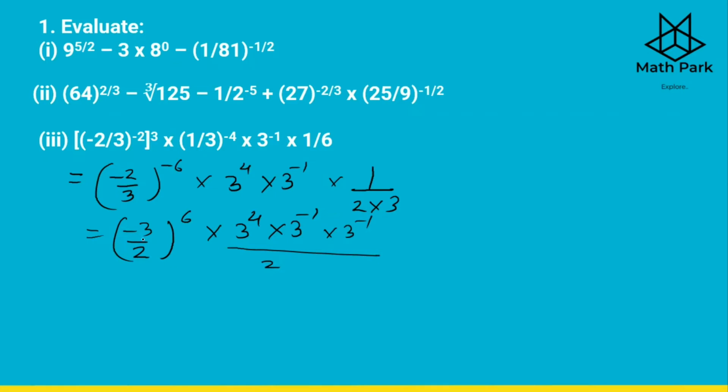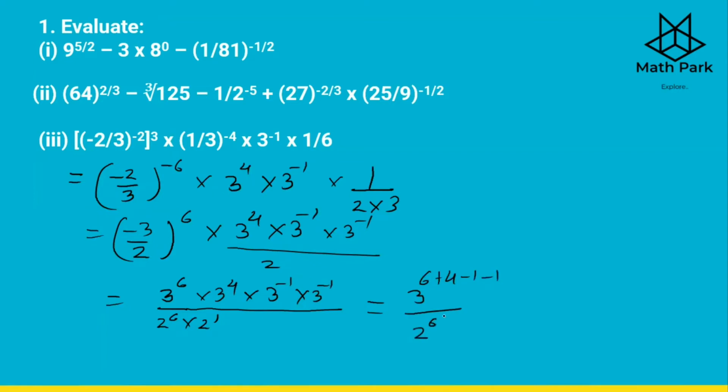Now this is going to be minus 3 raised to 6. Power is even, so the answer is definitely going to be positive. So this is nothing but 3 raised to 6 upon 2 raised to 6 into 2 raised to 1, and this is 3 raised to 4 into 3 raised to minus 1 into 3 raised to minus 1. Let us add all the powers since the base is the same. So we have 3 raised to 6 plus 4 minus 1 upon 2 raised to 6 plus 1.